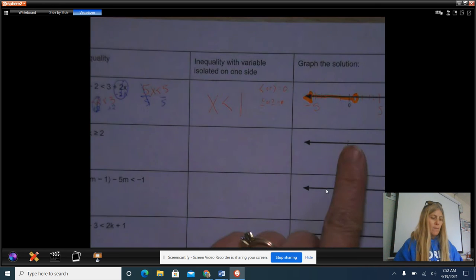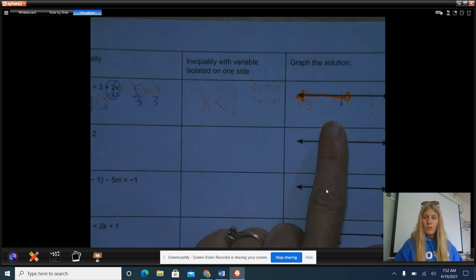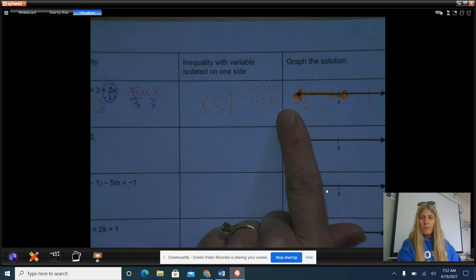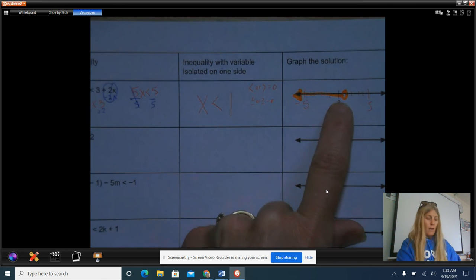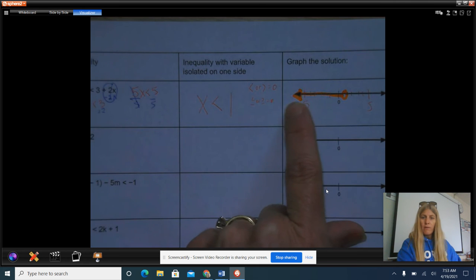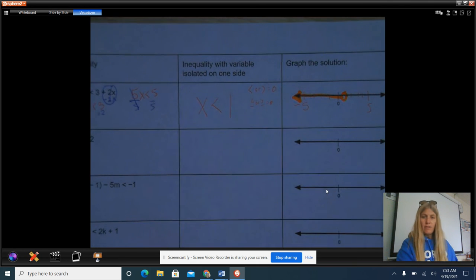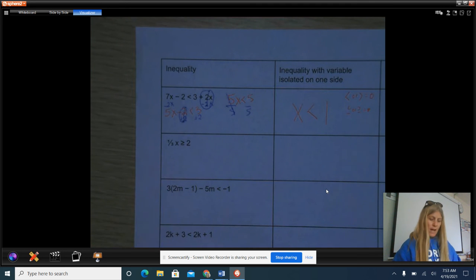However, 0.9 is going to make it true. -22 is going to make it true. Anything that starts here at 1, but not including 1, going forever to the left is going to make this inequality true. Okay, so we have 1/3 x is greater than 2.